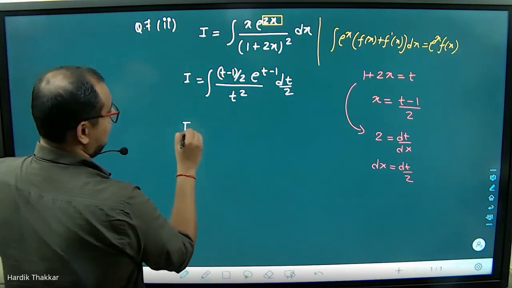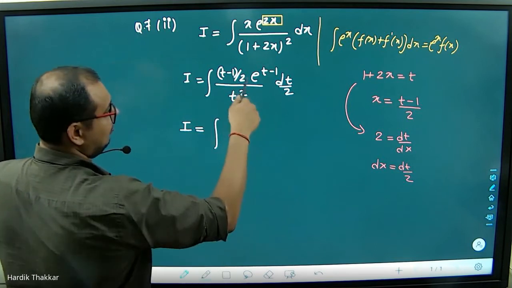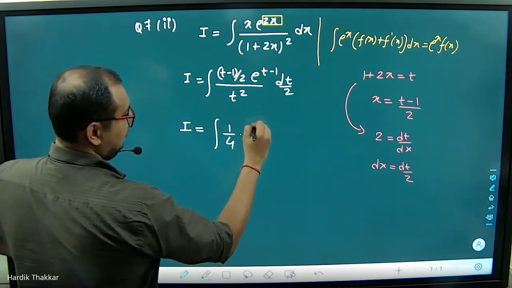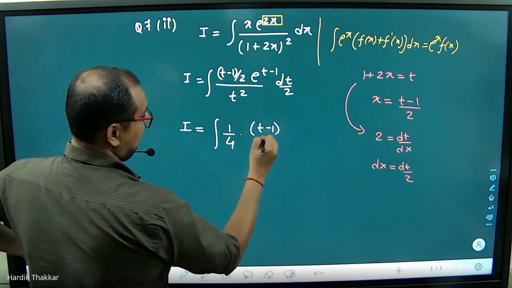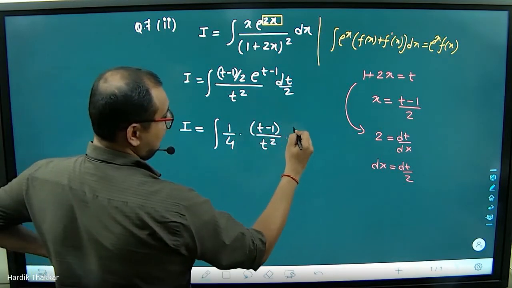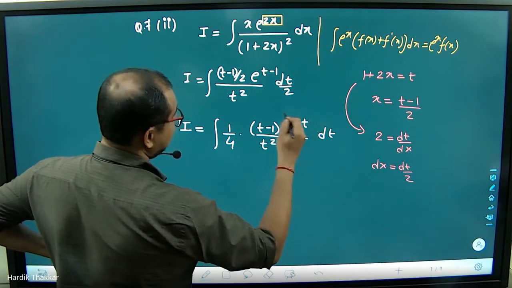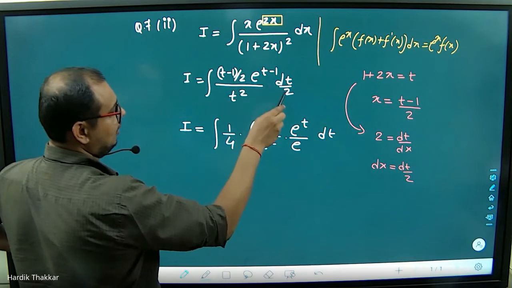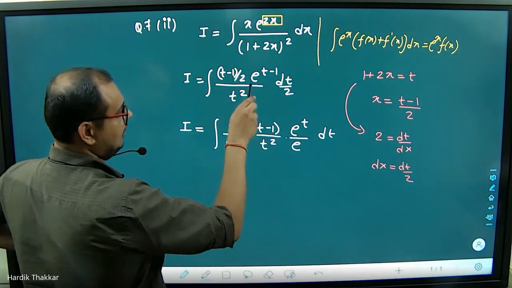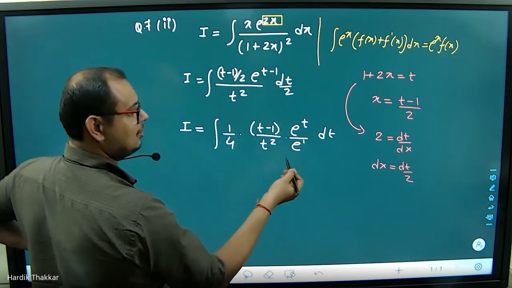Next step, I is equal to the integral. Now look, here this 1/2 will be 1/4. This term will be (t minus 1) upon t square into, here we can write e raised to power t upon e, dt. Is this step clear? I wrote 1/2 as 1/4, and for the (t minus 1) upon t square term, e raised to power t minus 1 is written as e raised to power t upon e raised to power 1. Clear?